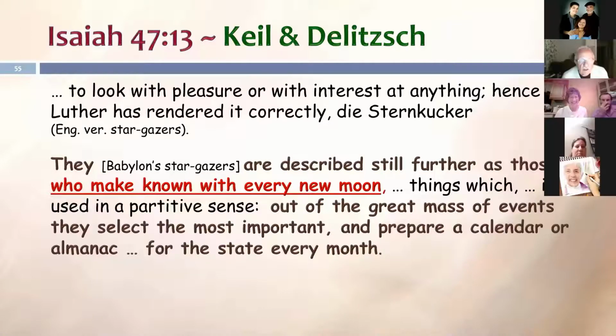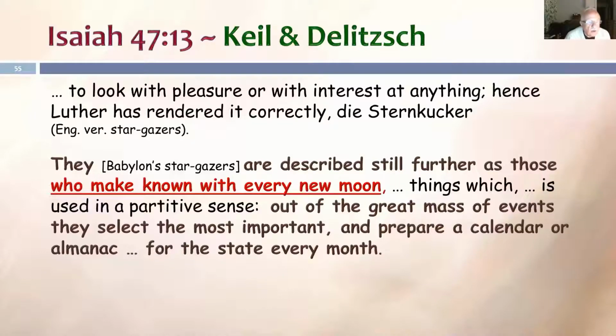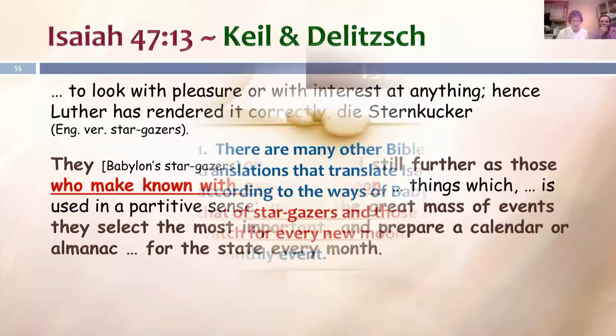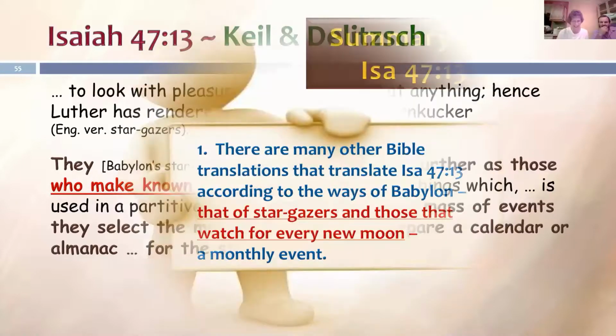That means Sterngucker. Okay, they, Babylon's stargazers, are described still further as those who make known with every new moon things which is used in a partitive sense. Out of the great mass of events, they neglect the most important and prepare a calendar or almanac for every month.